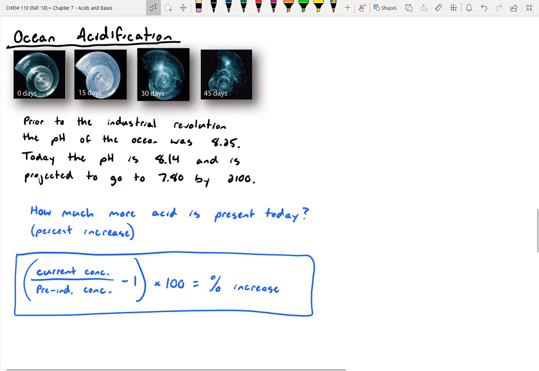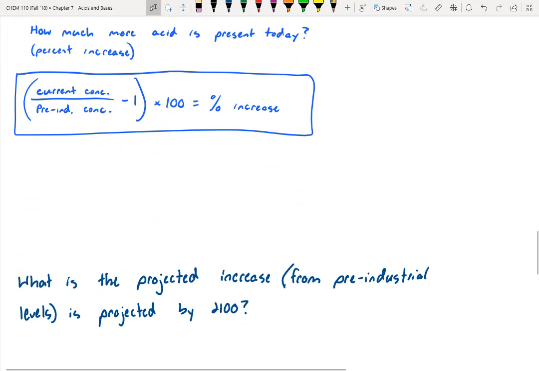All right, so prior to the Industrial Revolution, the pH of the ocean was measured to be about 8.25 globally. Today, the global pH of our oceans is about 8.14, which seems like a pretty trivial change in pH. And it's projected to go to a pH of 7.80 by the year 2100, so the end of the century. How much more acid is present today in our oceans? So I gave you a good formula to work on. It says the current concentration divided by the pre-industrial concentration minus 1 times 100 will give you the percent increase. So let's try to do this together.